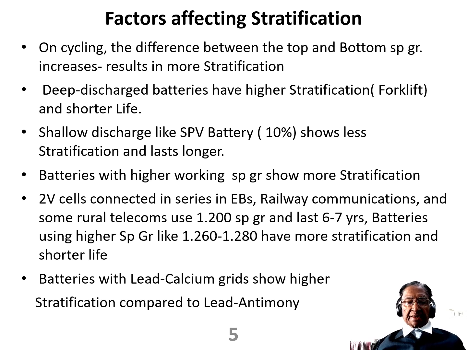The 2-volt cells which are connected in series in electricity boards, railway communications, and some rural telephone exchanges use a 1.2 gravity acid, and it lasts 6 to 7 years. Batteries using higher specific gravity, like 1.26 to 1.28, have more stratification and show shorter life. Batteries with lead calcium grids show higher stratification compared to lead antimony.